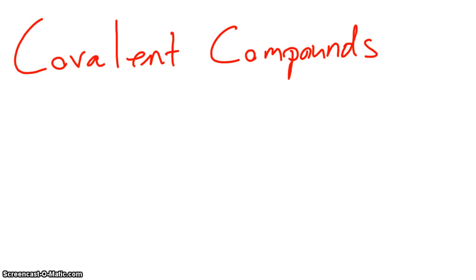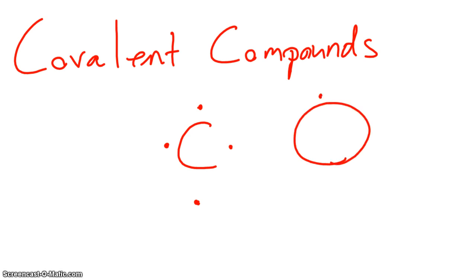Covalent compounds are different than ionic compounds in that they share electrons instead of giving or taking electrons. So if we have a compound such as carbon dioxide, carbon has 4 valence electrons because it's in group 4. And oxygen has 6 valence electrons.